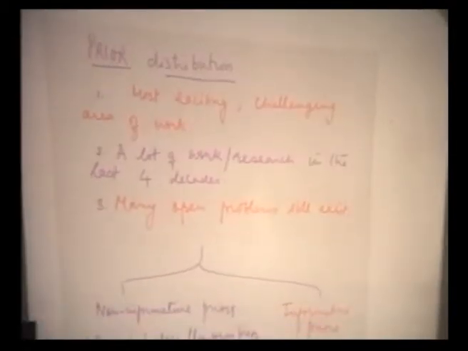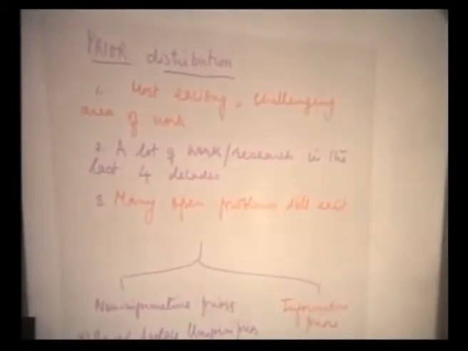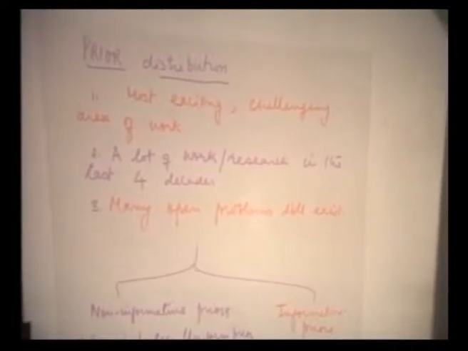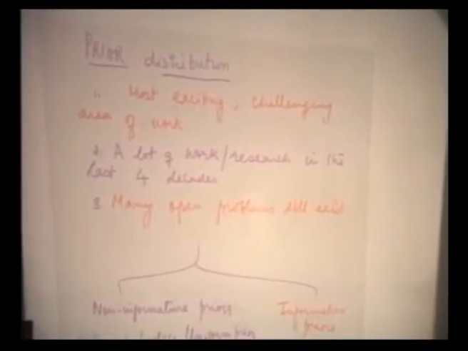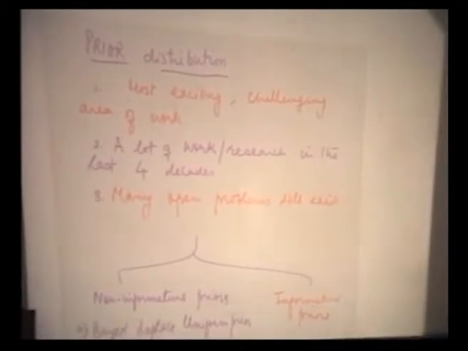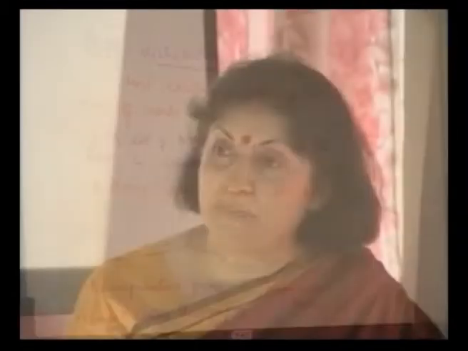Okay, we talked about prior distribution, which is really the most exciting and challenging area of work. A lot of work has been done in this area. It's easier to say that if you're a researcher, you have some idea as to what possible values your parameter could take. But the point is, you need to specify it in the form of a prior distribution. Specification of a prior distribution is one of the most challenging and difficult tasks for the Bayesians.